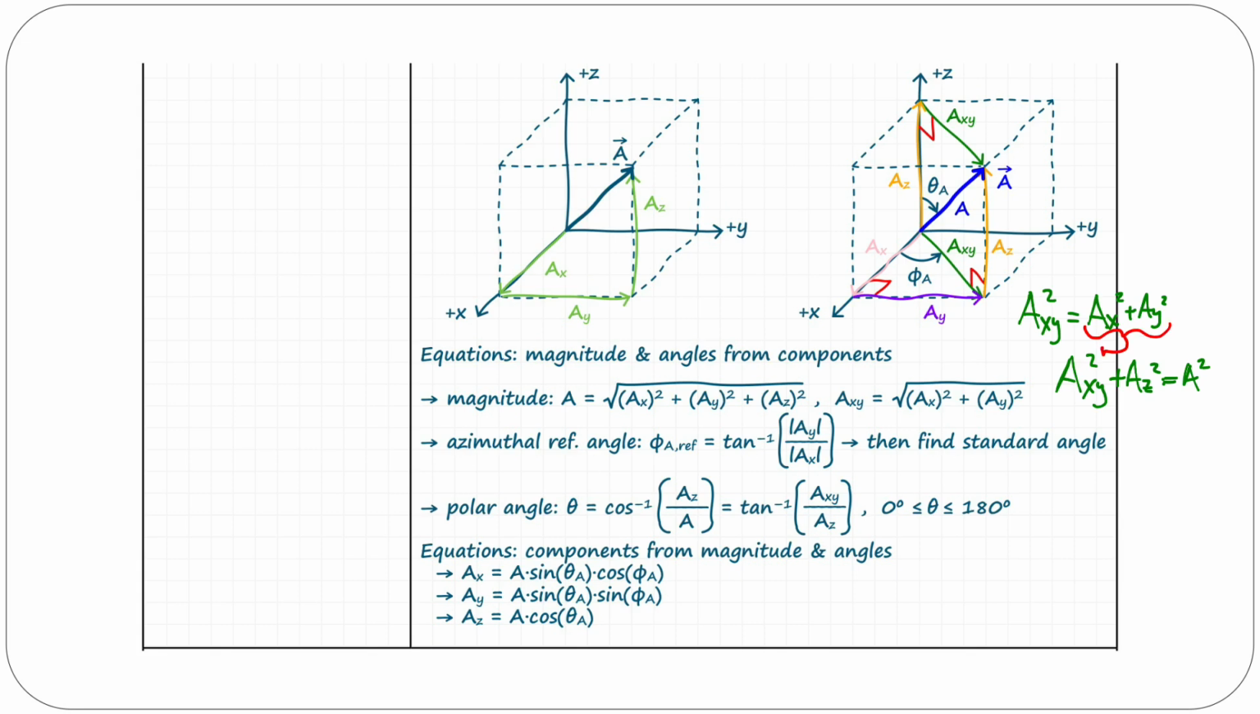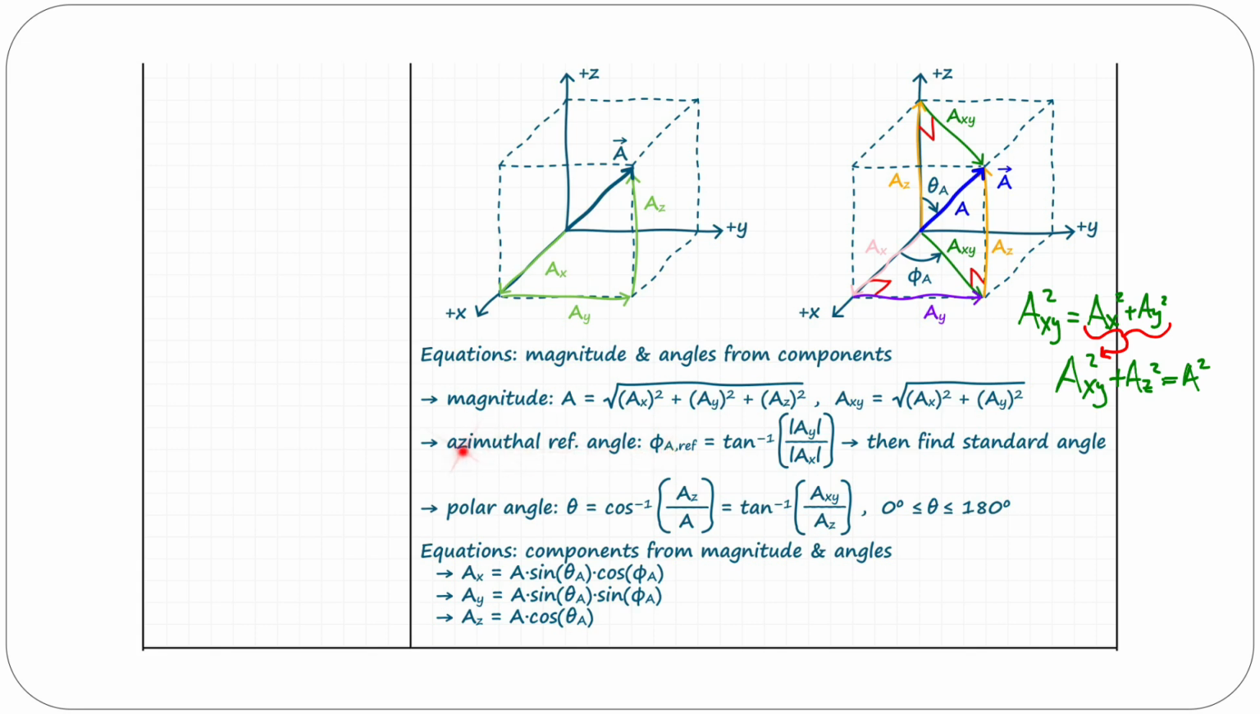We can put these two terms in for AXY, and we end up with this equation for the magnitude of the overall vector based on the components of that vector. It looks like the Pythagorean theorem because it is, but you have three terms because really these two are coming from the horizontal component, and you're taking that horizontal component with the vertical component.